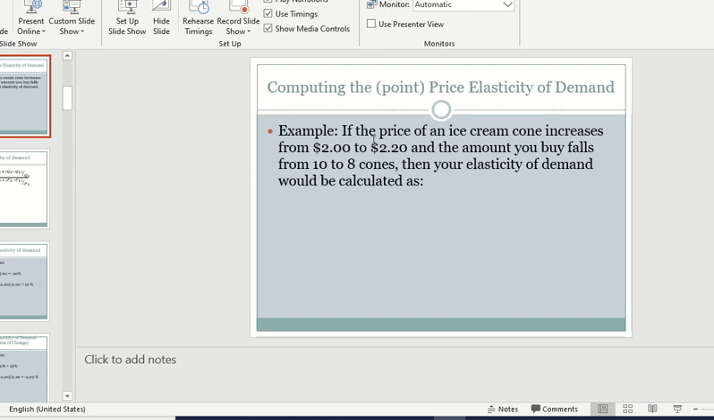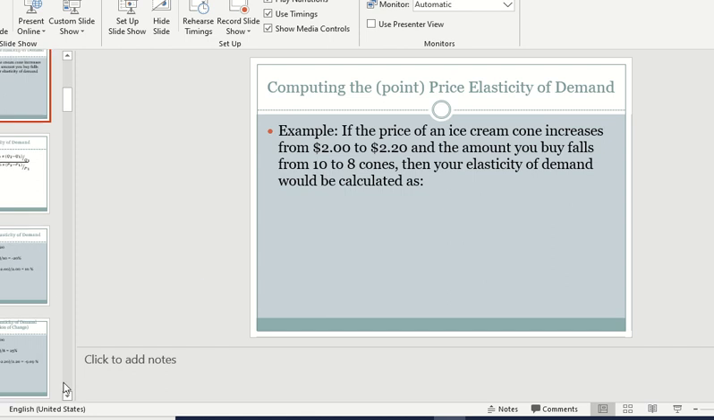But instead of raising the price, let's reverse the directions of change. Instead of raising the price, let's lower the price from 2.20 to 2. So it's exactly the same two sets of numbers, but the directions of change have been reversed. Let's drop the price from 2.20 to 2, and accordingly, the quantity demanded increases from 8 to 10. So it's the same two sets of numbers, different directions of change.